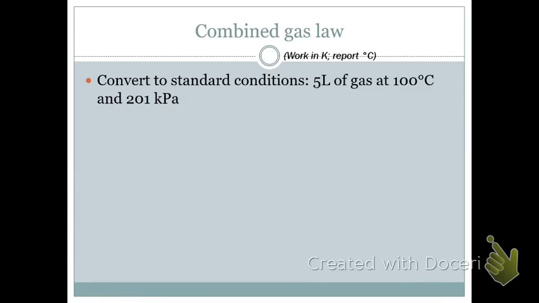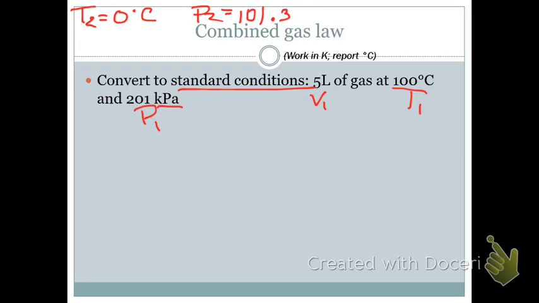Okay, so here we're looking at V1, T1, P1. And again, I want standard conditions, which is going to be T2, not 1, but 2. Equal to 0 degrees Celsius. P2, I'm looking at kilopascals, so that's going to be equal to 101.3 kilopascals. And V2 is unknown, so I'm going to be solving for V2.